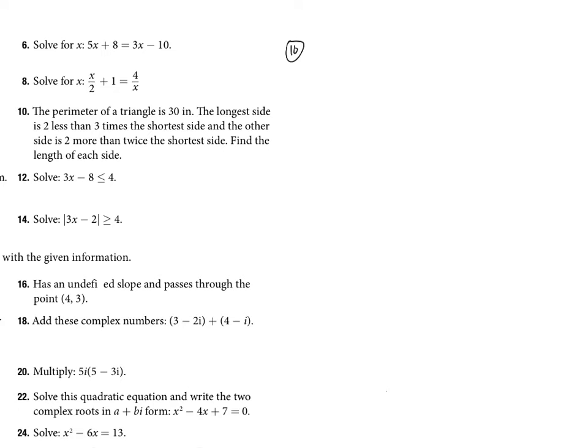The perimeter of a triangle is 30 inches. So we're dealing with a triangle. Remember, a perimeter is when you just add up all the sides. The longest side is 2 less than 3 times the shortest side. Okay, so it's comparing to the shortest side. It is the longest leg compared to the shortest side.